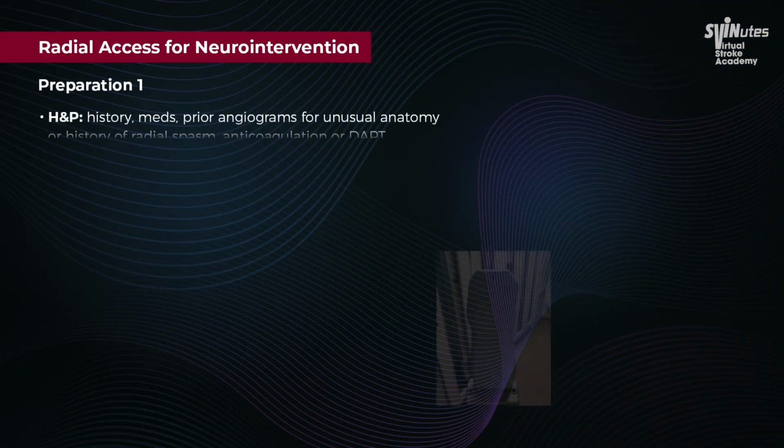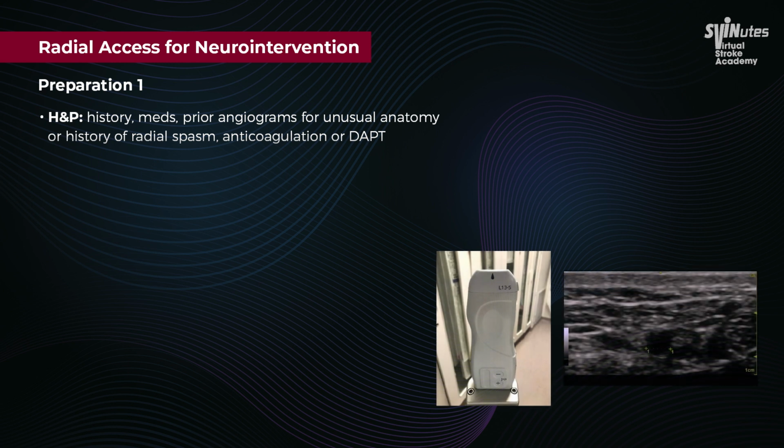In order to prepare for a radial access procedure, it is essential to perform a history and physical examination that includes medications, anticoagulation, dual antiplatelet therapy, prior angiograms that were evaluated for unusual anatomy or history of radial artery spasm or other complications in the past.